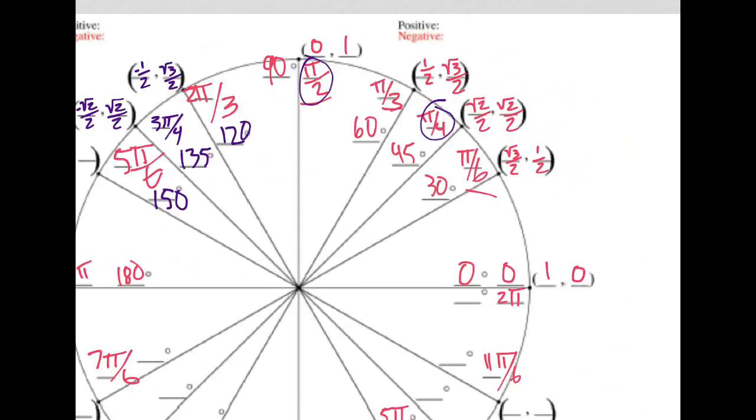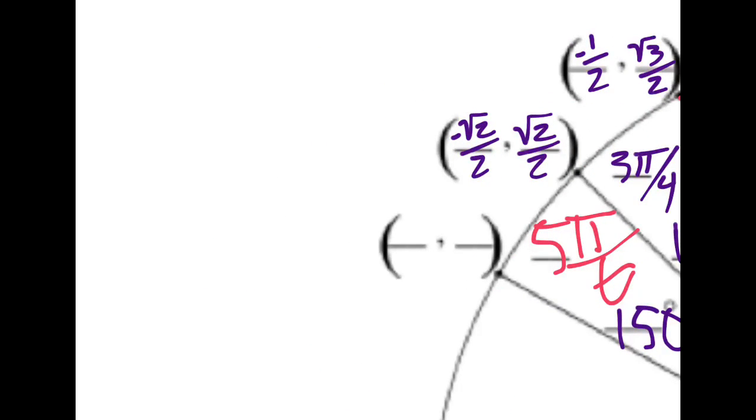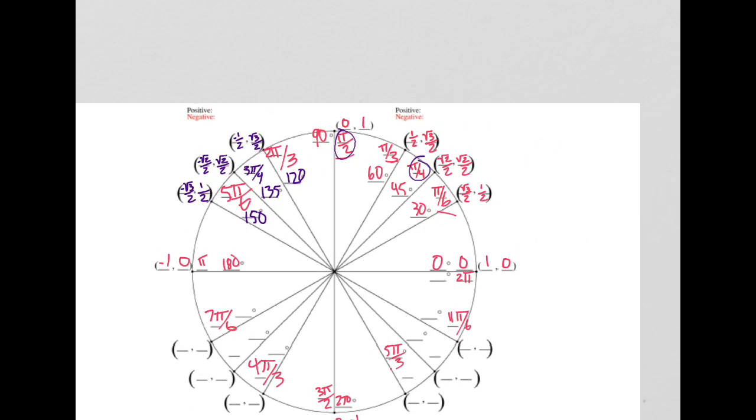5 pi over 6. Well, it's going to relate back to those values right there, except the x value is going to be the opposite. So we're going to get negative root 3 over 2. And again, still positive 1/2. Notice how all these values are similar to all those corresponding values in the first quadrant. They're the same, except all of the x values are negative. Think about all students take calculus.